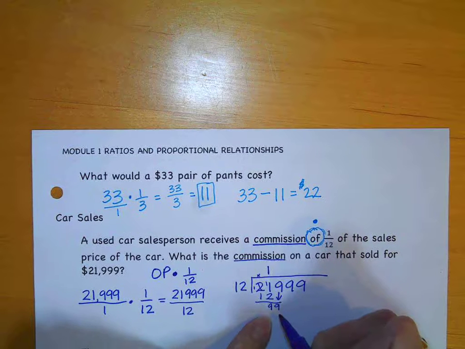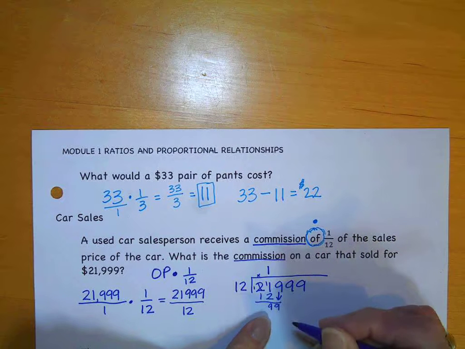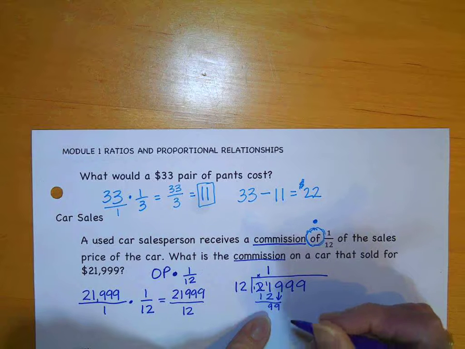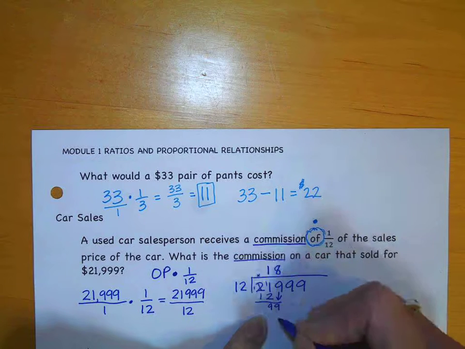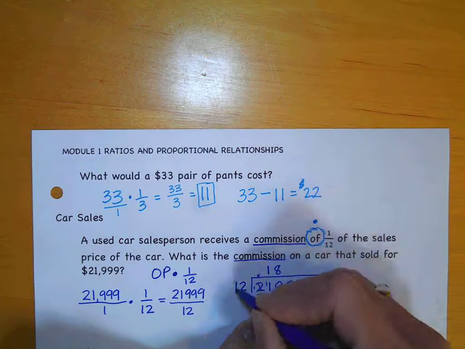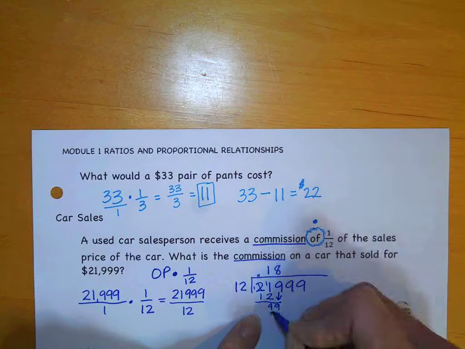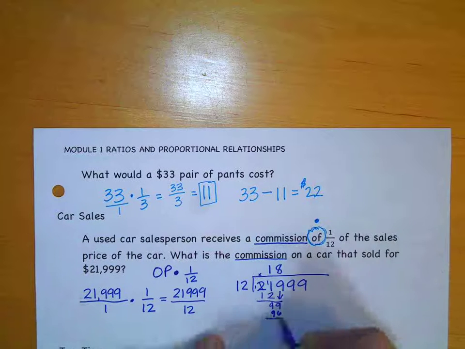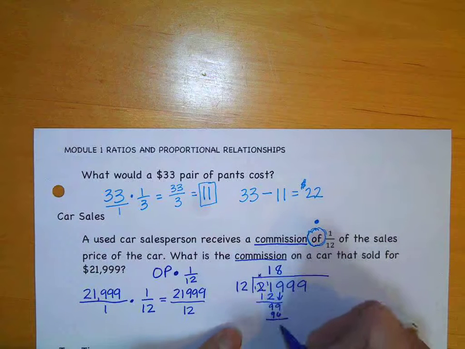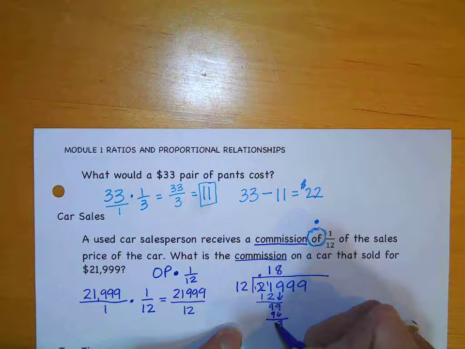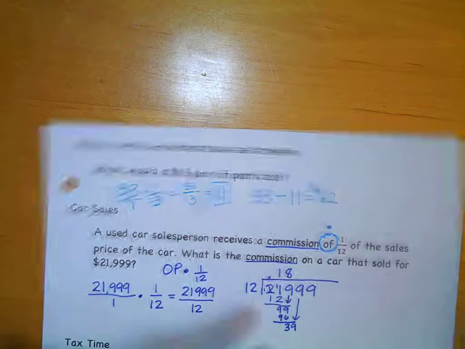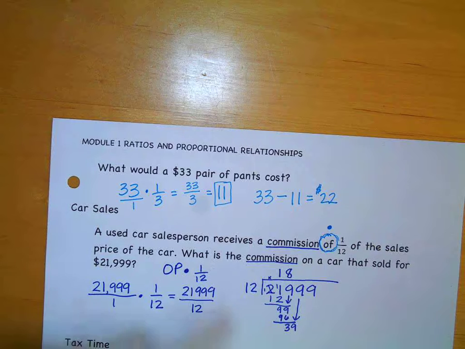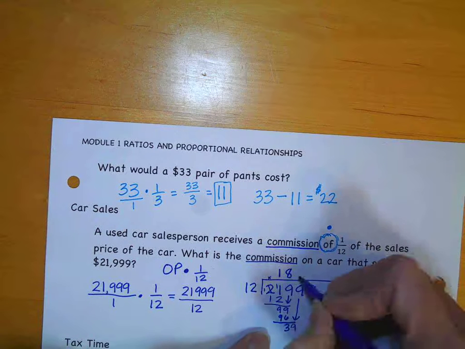Now I bring this one down, and I get 99. And I ask myself, can 12 go into 99? And the answer again is yes. And I'm going to say it's 8 times because I know that 8 times 2 is 16. Regroup the 1. 8 times 1 is 8 plus 1 is 9. Oh, that wasn't so horrible. Okay, we're doing good. 9 minus 6 is 3. 9 minus 9 is 0. I don't want to put the 0 because that makes it look confusing. So I'm just going to leave it and I'm going to bring down the 9.